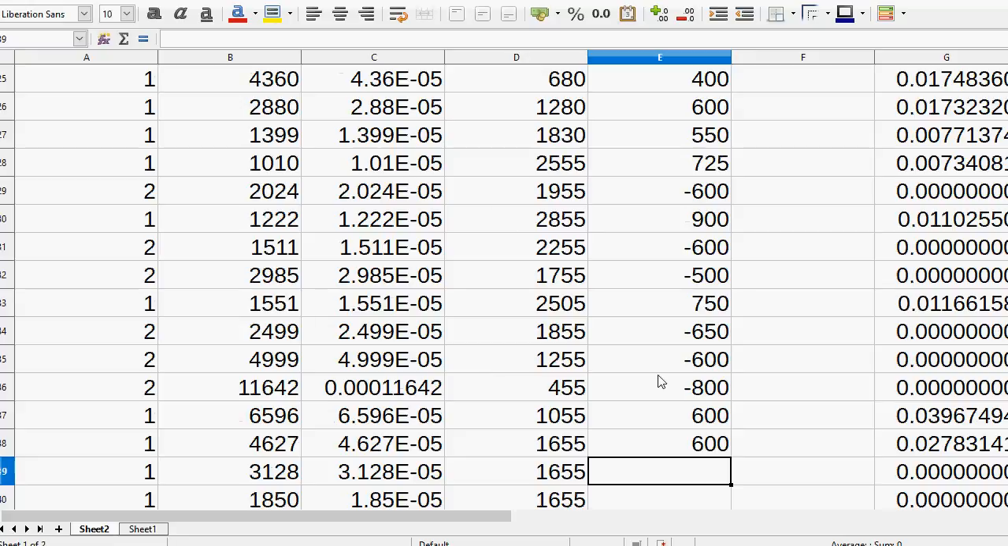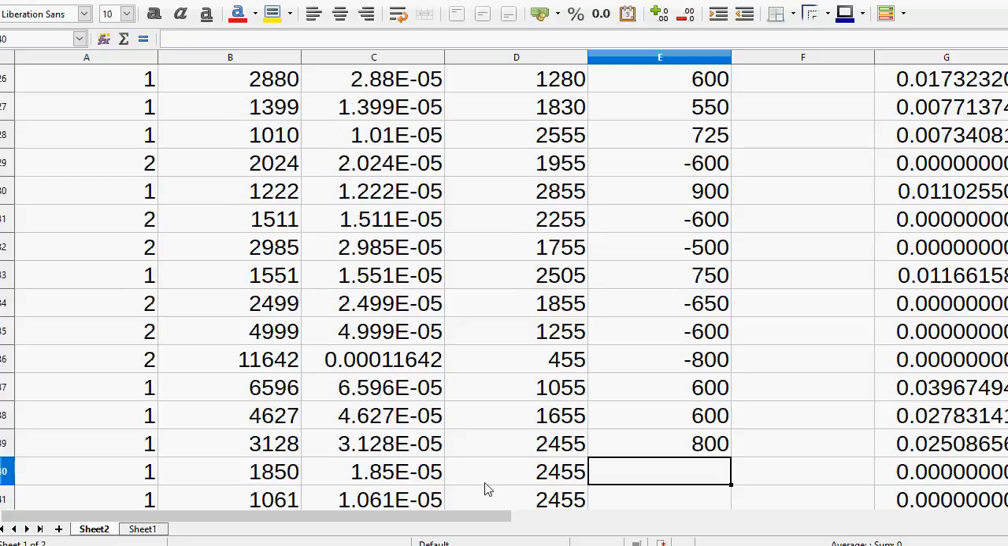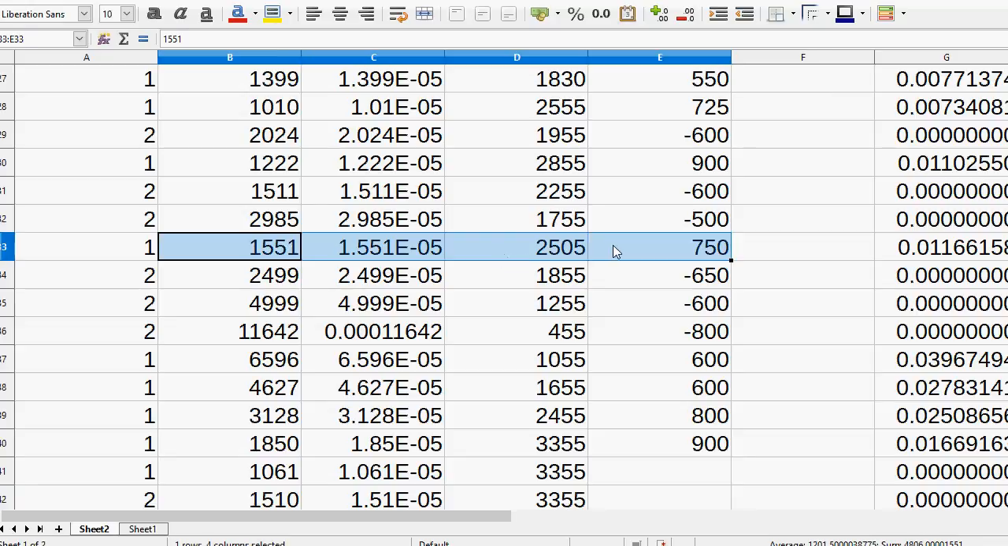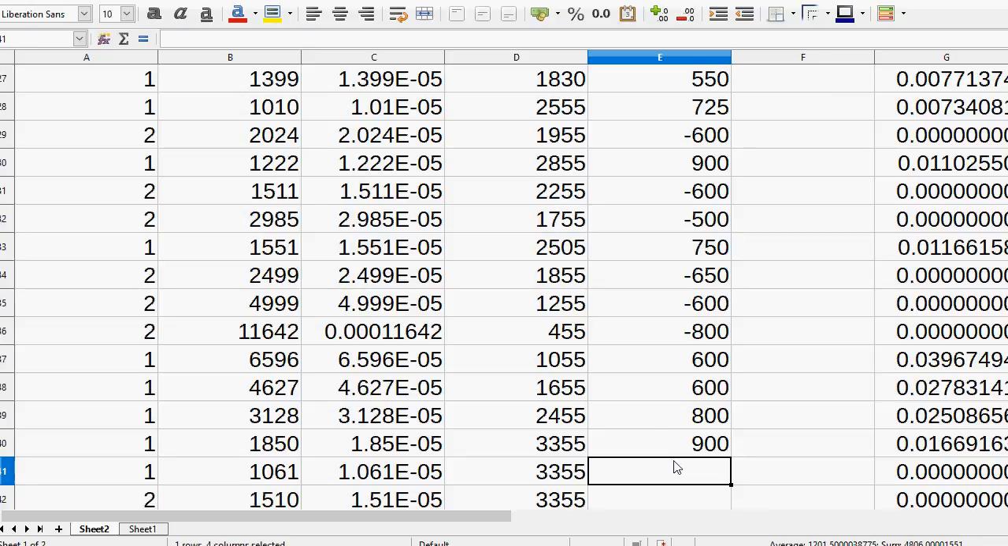The 3821 would be cross-referenced to the 49.99. So that would be about 800. The 1850 would be cross-referenced to the 24.99. So we'll do maybe 900. 1061 is cross-referenced to the 1500, which was in at, well, anyway, we'll just do 1250.